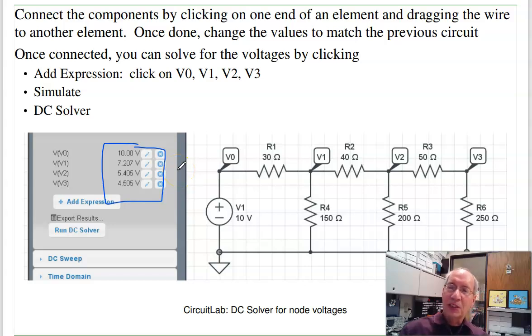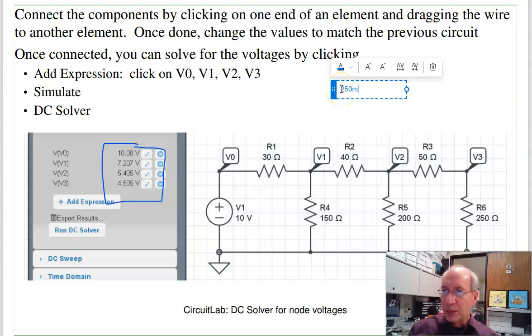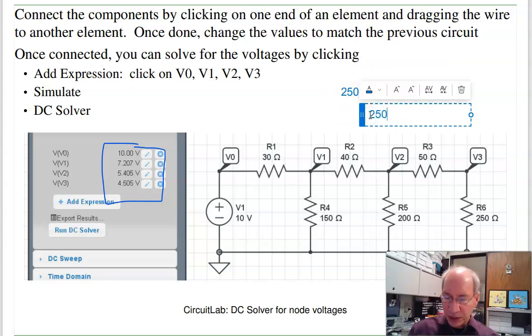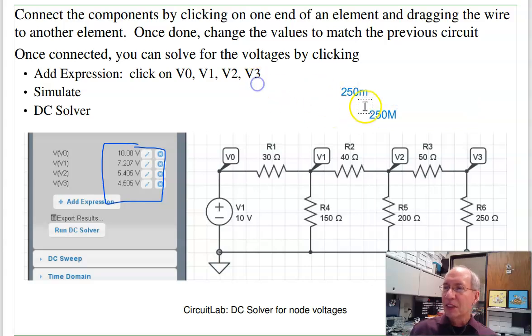If the two do not match up, either you made a mistake or Circuit Lab made a mistake. Circuit Lab is pretty well debugged. If there's a mistake, you probably have one of the components in there wrong. A really common mistake is if I do 250 M, that's actually 250 milliohms. If I want 250 mega ohms, that'd be 250 capital M. That's a mega ohm, milliohm. There's a difference. Anyway, this matches up, so I did it right.